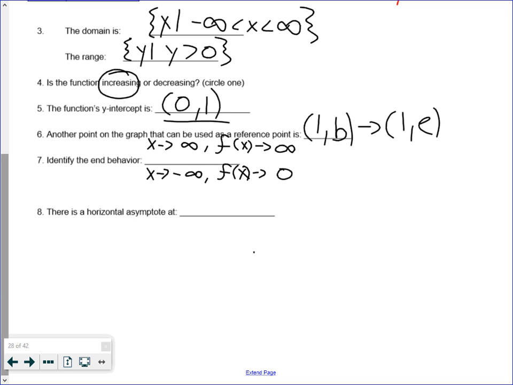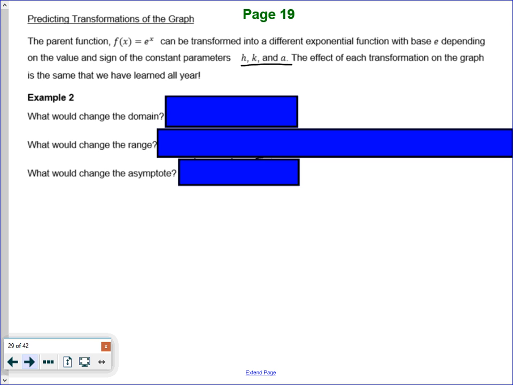For number 8, there's a horizontal asymptote at y equals 0. We already talked about that. Our asymptote is always y equals k. So we have an asymptote at y equals 0. So let's keep on going.